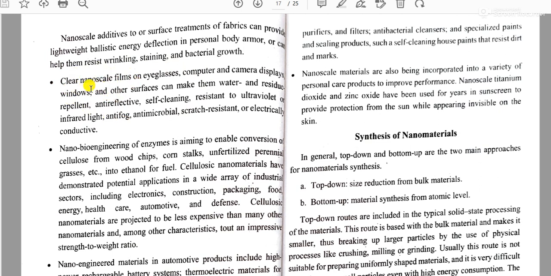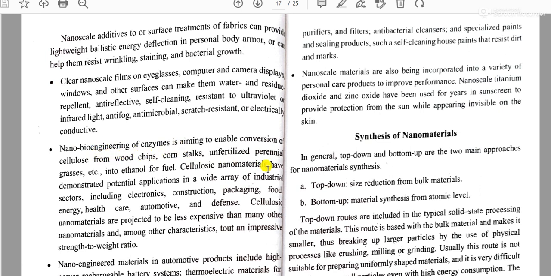Okay, then bioengineering of enzymes is aiming to enable conversion of cellulose from wood chips, corn stalks, unfertilized perennial grasses, etc. into ethanol or fuel. So we are able to extract this ethanol for fuel purposes. So biofuels can be made from these materials. Okay, biomaterials like wood chips, corn stalks, all these things. So for that, certain bioengineered enzymes can be applied for this purpose.